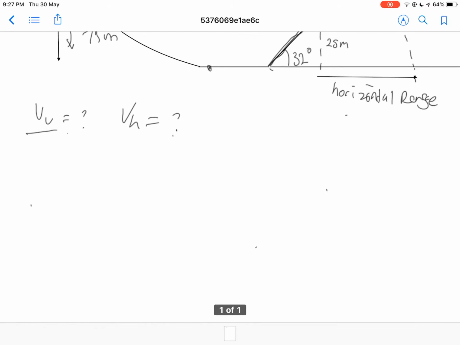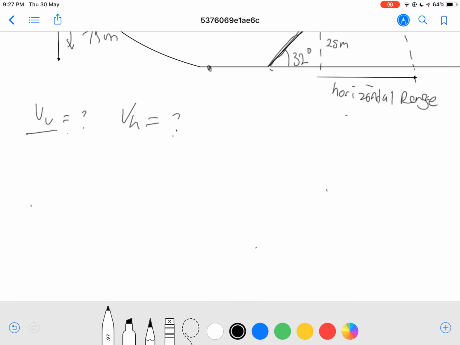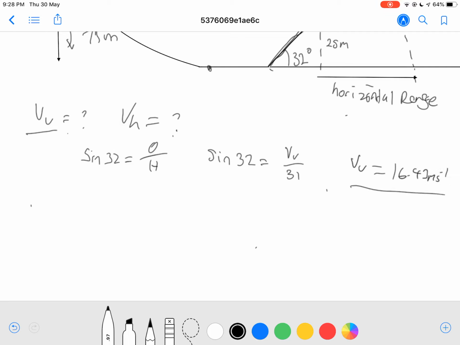Therefore we're going to use SOH, so the sine rule. We say sine 32 equals O over H. Therefore, sine 32 equals O, which is VV, the vertical velocity, divided by 31. You plug this into your calculator. Don't forget that your calculator should be in the degree settings. So sine 32 multiplied by 31 gives you a vertical velocity of 16.43 meters per second. So that's your vertical velocity found.